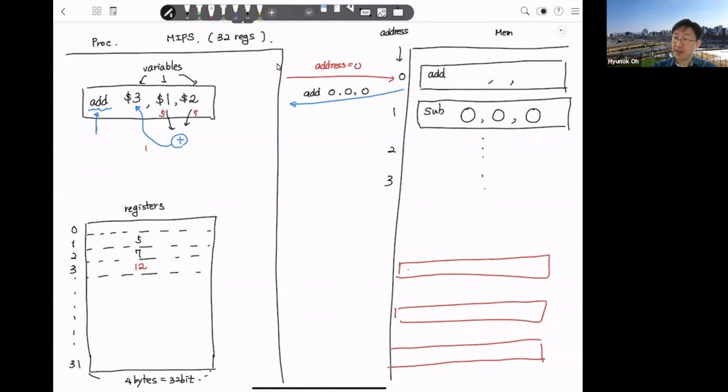Okay. And then the processor generates the new address, the next address. Then a new instruction, which is subtraction, for instance $1, $2, maybe $2. Anything is okay. So then the new instruction is fetched.